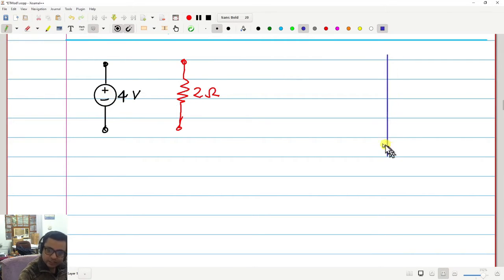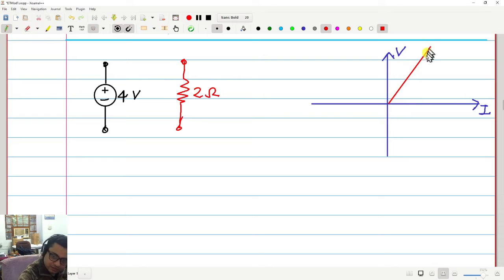Suppose I draw a graph, current axis, voltage axis, and then I draw the property of this resistance. How will that be? That will be a straight line passing through the origin with a slope of 2. And then with black color I plot the property of this source. So that will be like this, and this point will be how much? 4 volt.